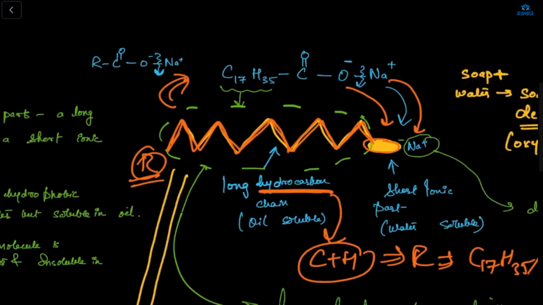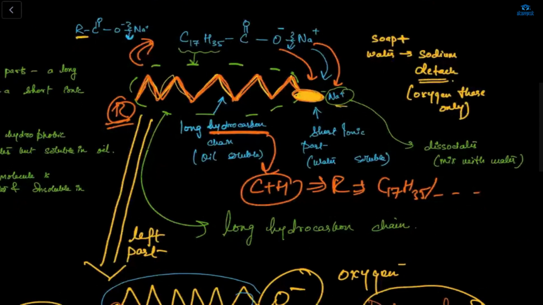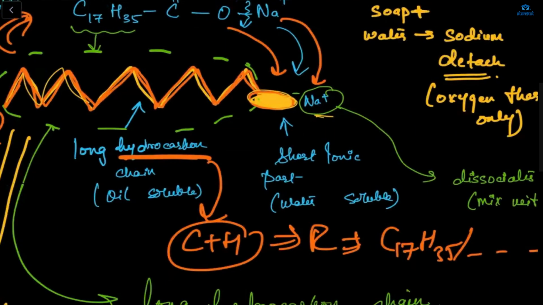Next, see, it is this same structure. This is your R, this is your R, this is your COO, meaning carboxylic acid, meaning O minus, this is your O minus, and this is your Na plus, this is your Na plus. Now here, if you see, this is your long hydrocarbon chain, and what is this? This is your short ionic part, which is water soluble.